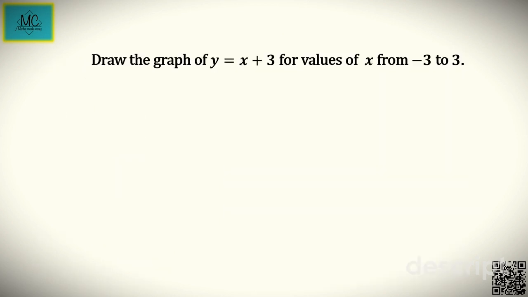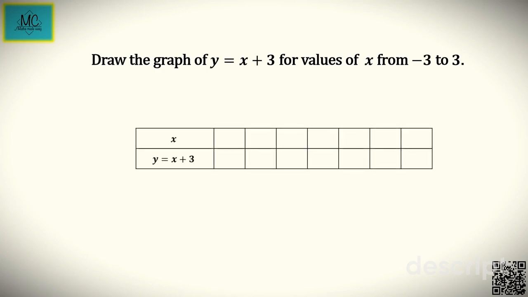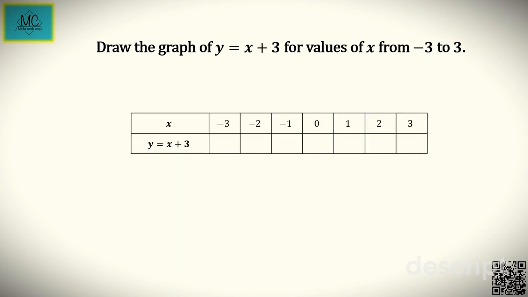Now we have been given this question: draw a graph of y is equal to x plus 3, for values of x from minus 3 to 3. It means all the values between minus 3 and 3 are going to come into it. So we're going to plot a table in boxes and start with minus 3, minus 2, minus 1, 0, 1, 2, 3, and then start substituting those x values into y is equal to x plus 3.